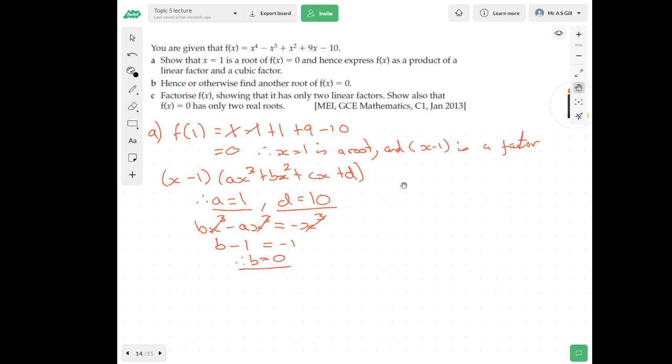And then we do the same thing for c. So we can work out all of the x terms that we would end up with when we multiply this out. We'd get dx minus cx, and that must equal 9x. So again, let's cancel out the x's. D we already know is 10. So 10 minus c is equal to 9. Therefore, c equals 1.